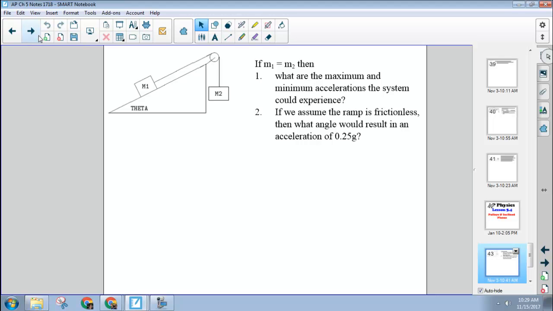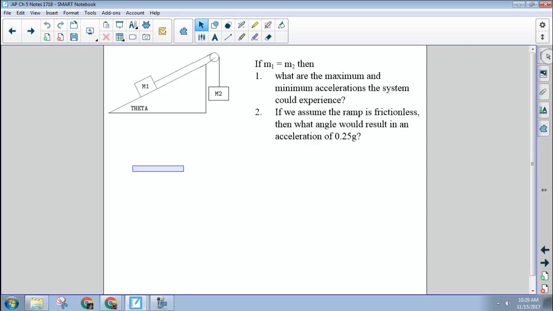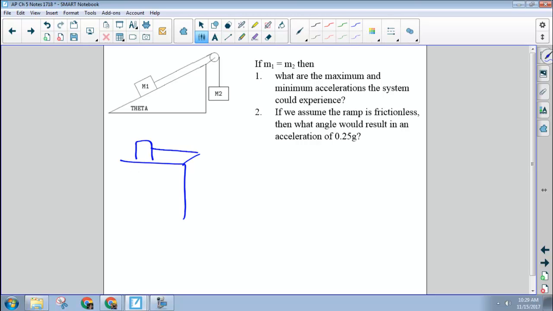Now, what's the maximum acceleration you could experience? Flat. If it's flat, and I'm going to come back to that, if we assume that theta is zero, then you've just got this. It's just the one mass hanging.